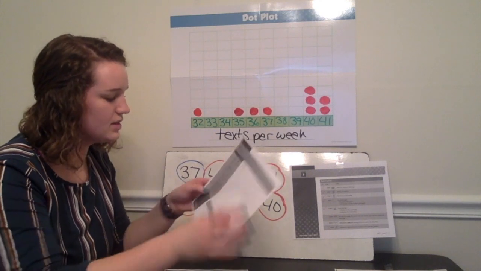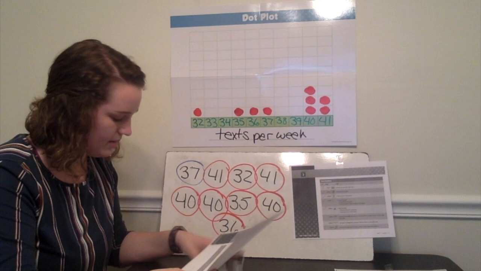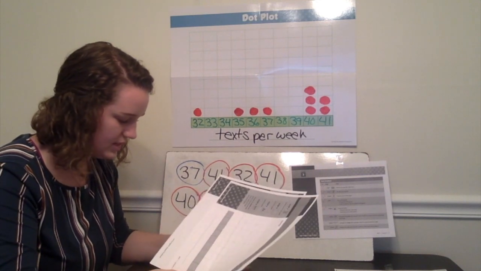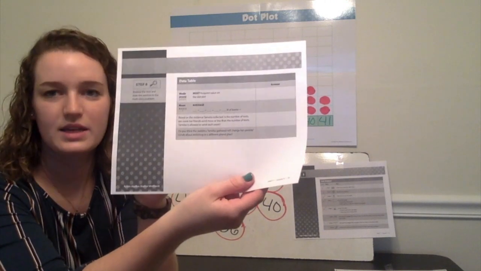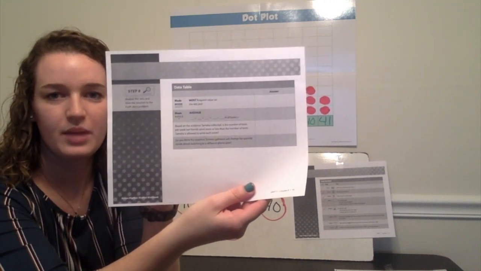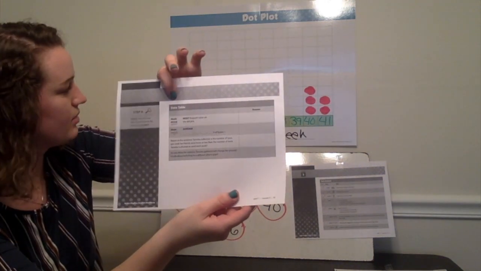So it says to put that on the data table. So we're going to go to page 13. Should look just like this. It's the last page, page 13. This is our data table.